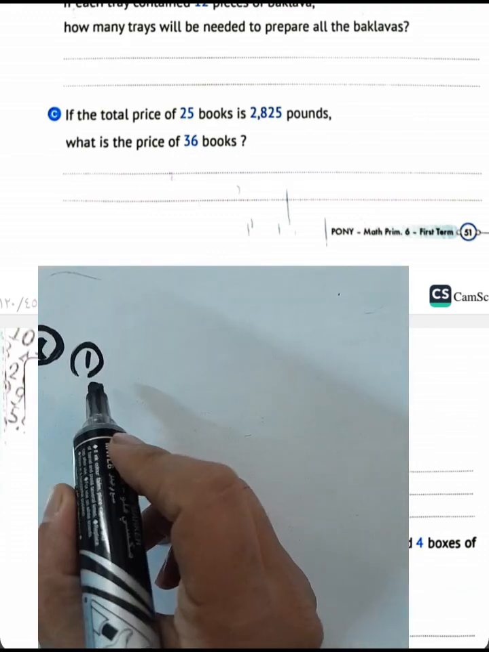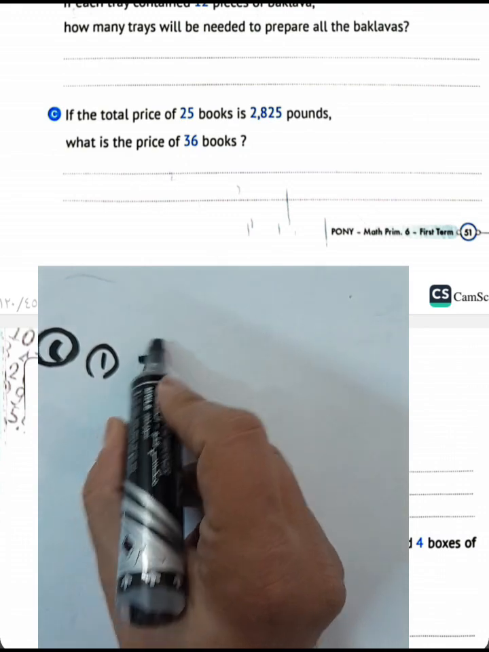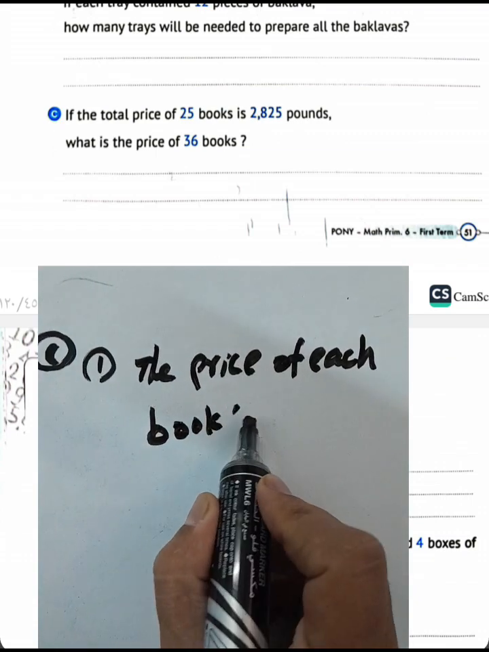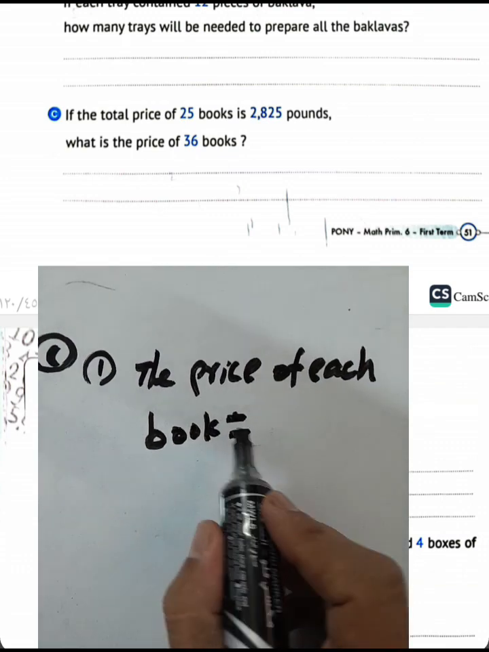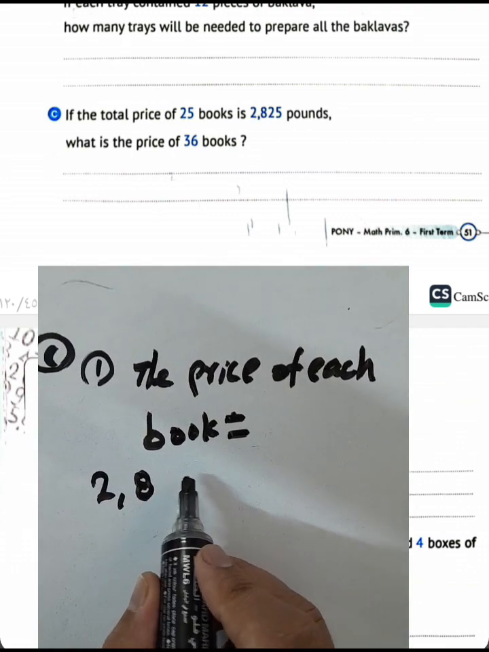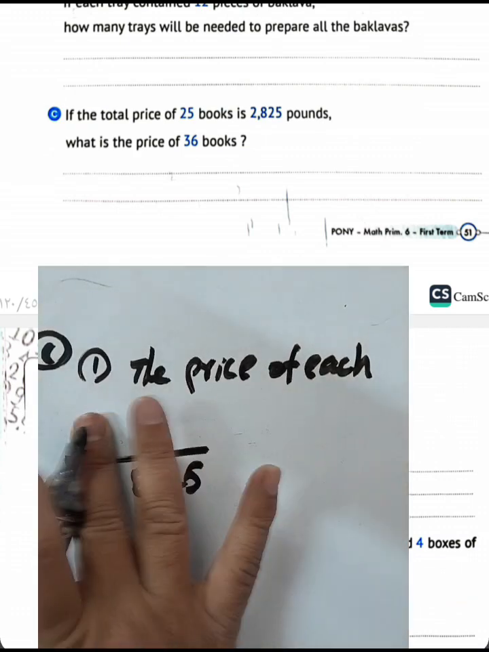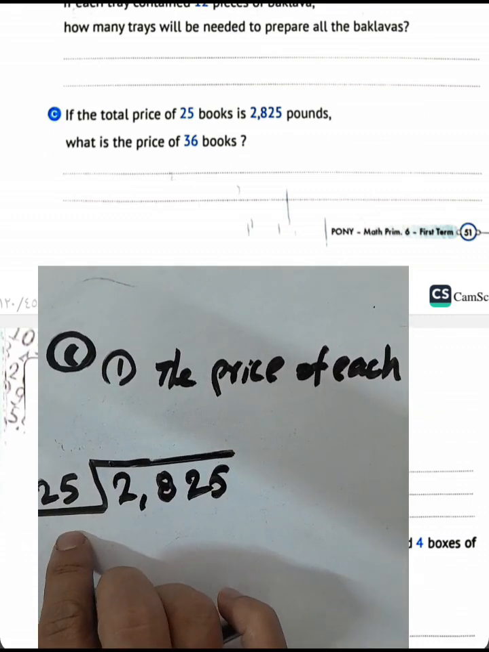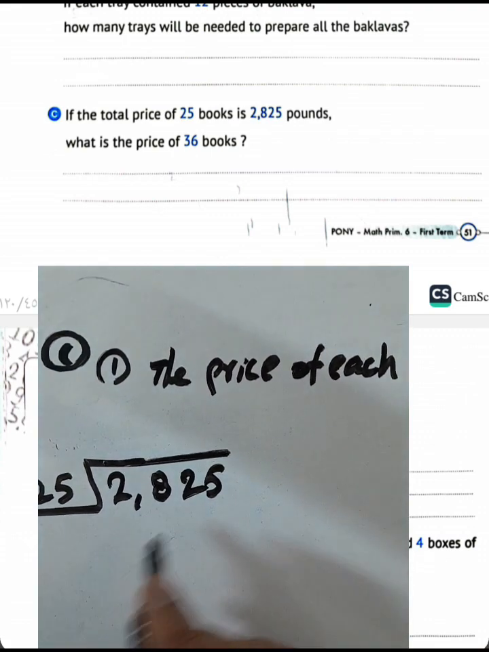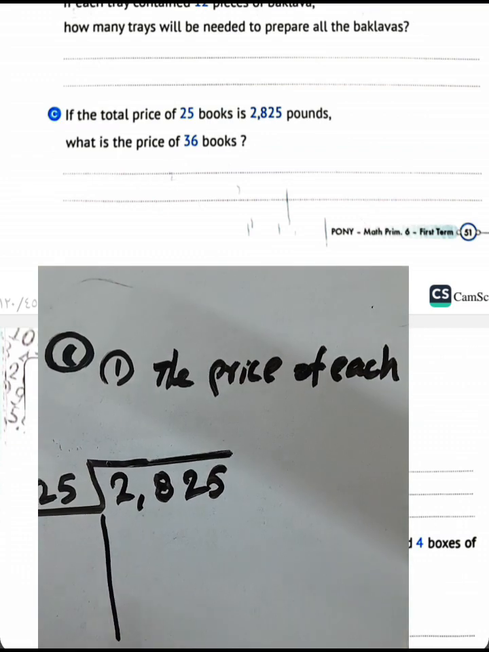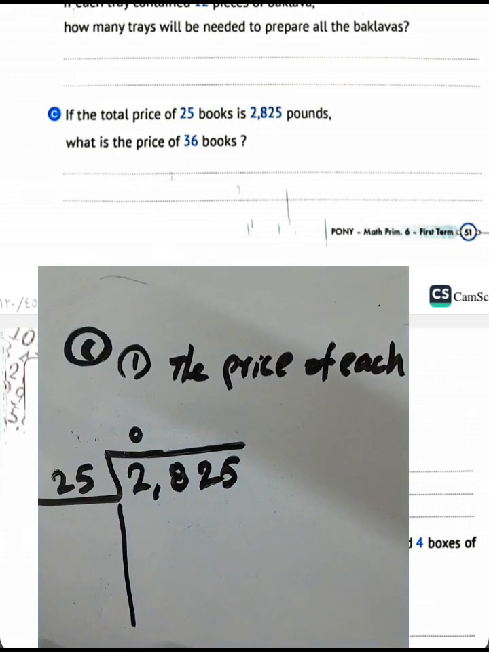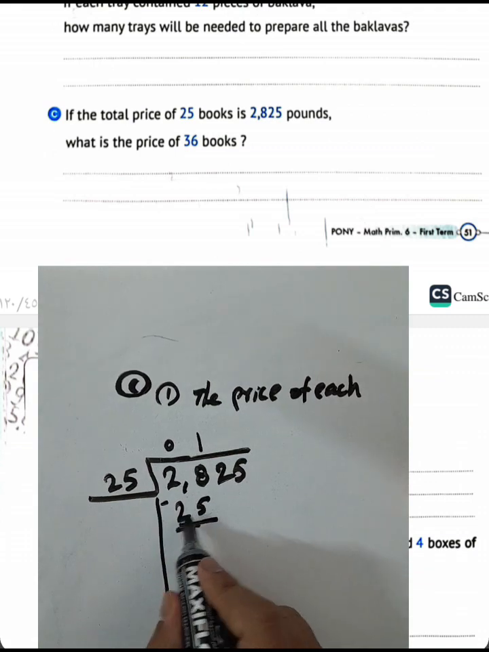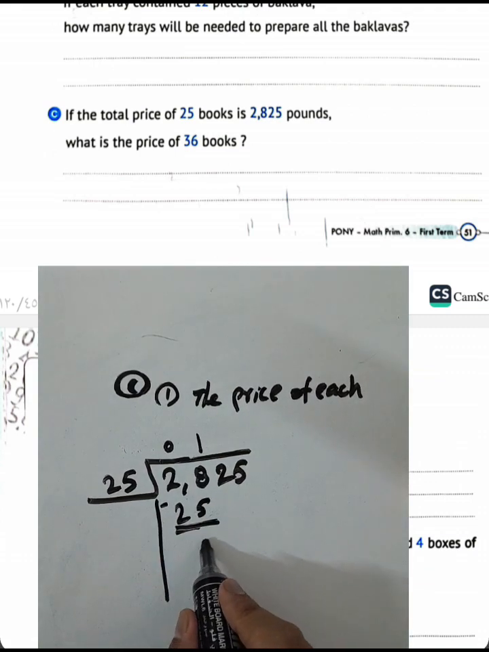First step here, we find the price of each book. Each book will be equal to what? We have 2,825 divided by 25, because the total cost of 25 books is 2,825 pounds. The price of each book will be 2,825 divided by 25. Write 0. 2 divided by 25 is less than, so 28 divided by 25 equals 1. 1 times 25 will be 25. The difference between 28 and 25 will be 3, and then bring down 2.